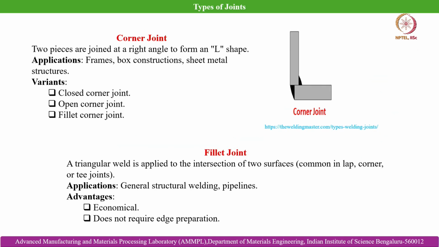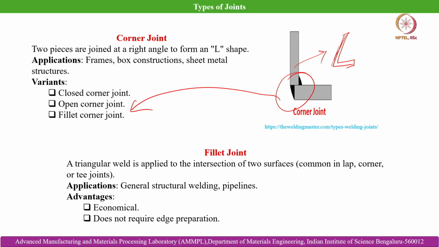And then the case of corner joint, which is quite similar to the fillet weld. You can see the two pieces are joined at a right angle to form an L shape, very similar to the English letter L. That is why the corner joint is also termed the L joint. Applications are frames, box constructions, sheet metal structures, etc. The variants are closed corner joint, open corner joint and fillet corner joint. Based on the joint made at the corner, it can be classified into these three variants.